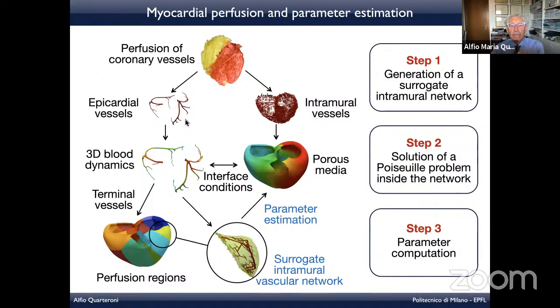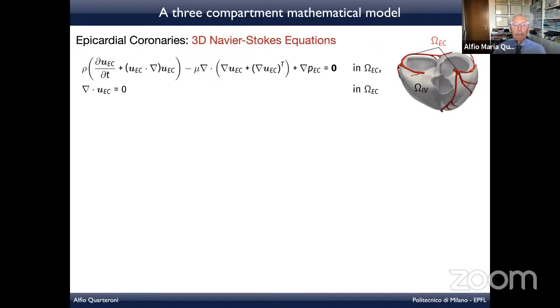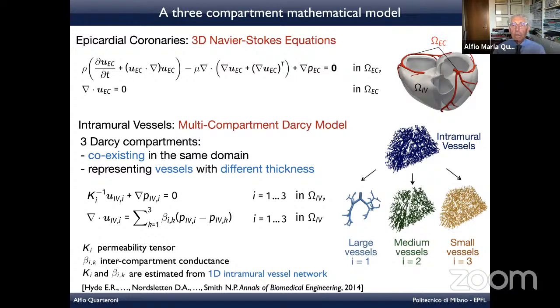You can see from medical images, but then we move from there and we want to reconstruct also the intramural vessels. And here we have to use mathematical models to generate the intramural vessels because they are basically impossible to see with the standard clinical images. And from the modeling point of view, we are using three-dimensional Navier-Stokes equations for the most important vessels, the epicardial vessels, and we use multi-compartment Darcy models for the small vessels.